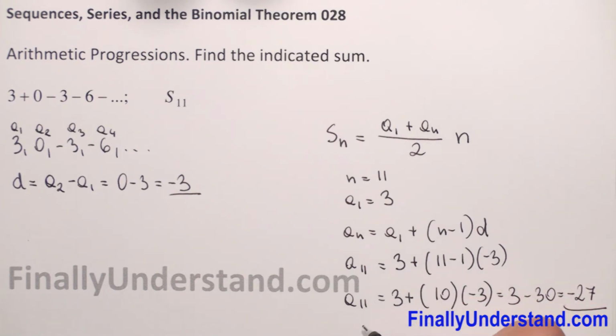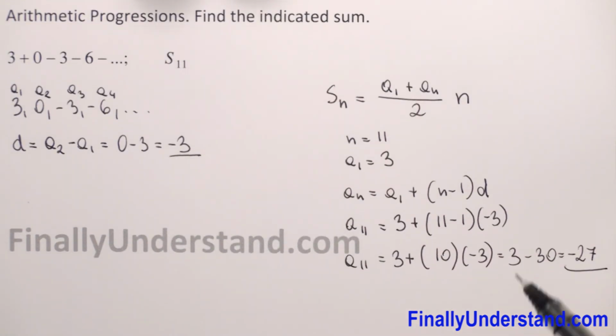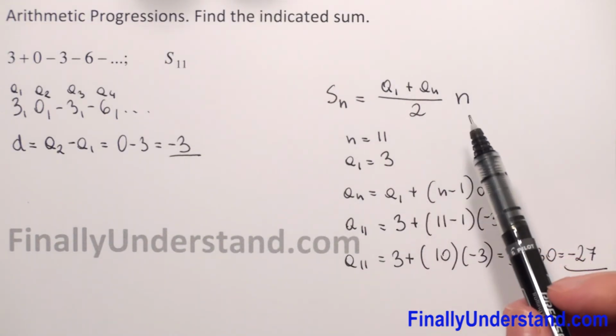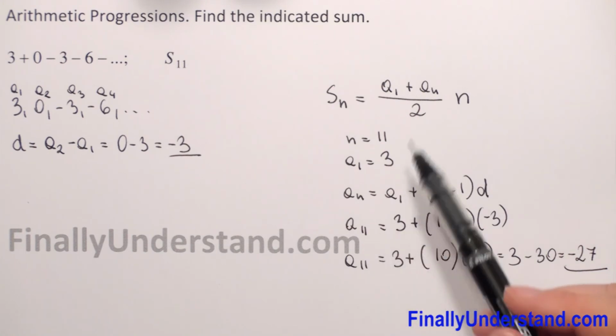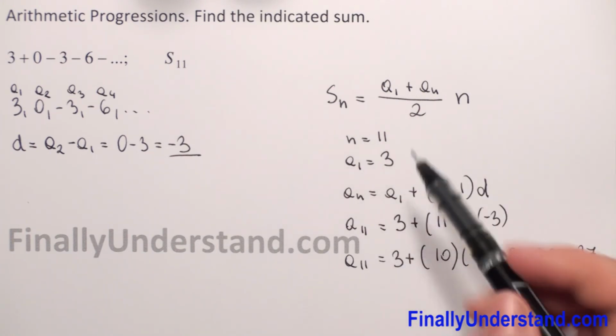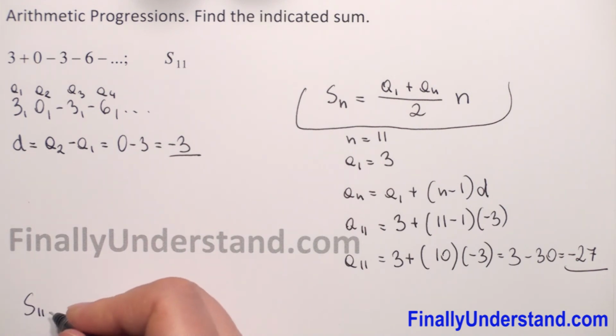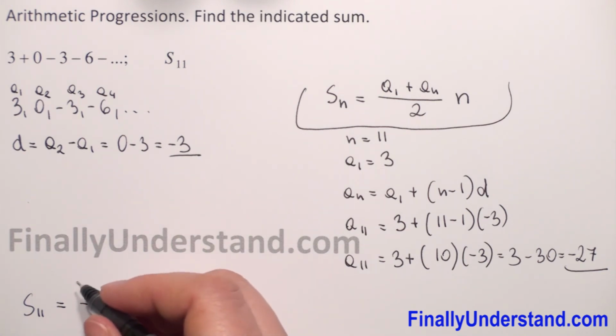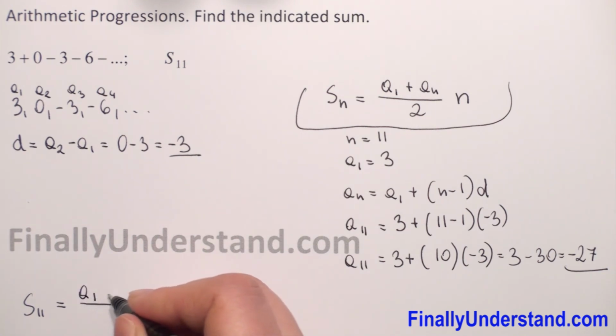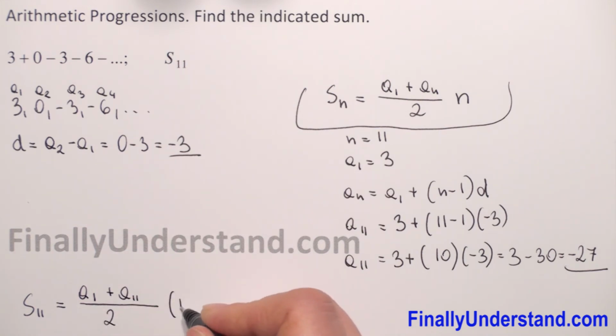We have the nth term. We have the first term. We have 11. So now we can use this formula to find the sum of the first 11 terms of the arithmetic progression. So let me write this. It will be a1 plus a11 over 2 times 11.